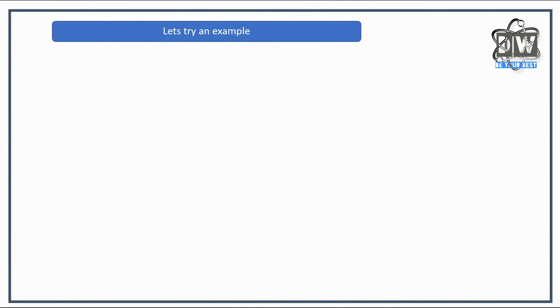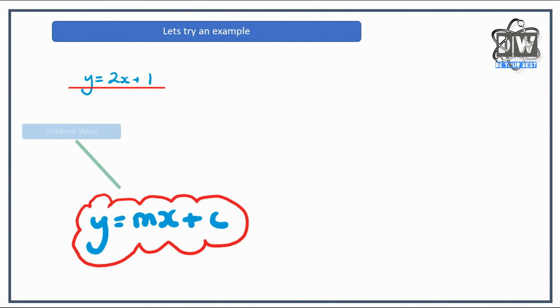So let's give an example. So here we go. Here is our normal one. And just remember that the number attached to the x, the m value, is the gradient value. And the other number, which is c, is where the y-intercept happens. Now there is an example where we're going to have the x-intercept happening. We're going to go over that.